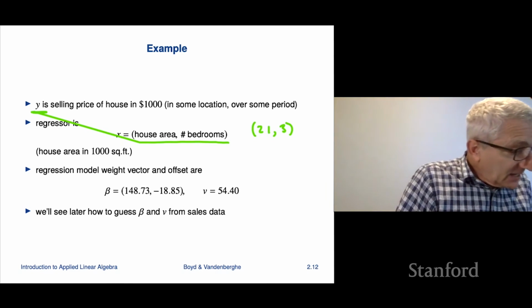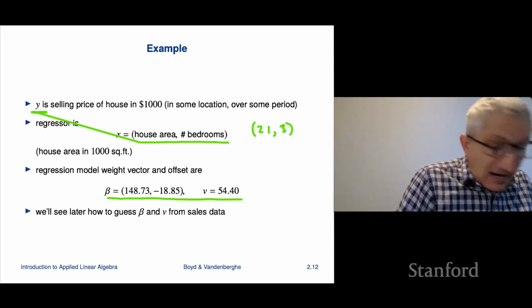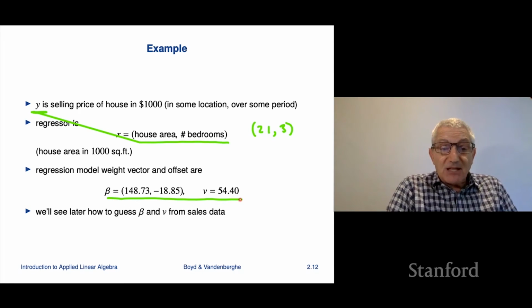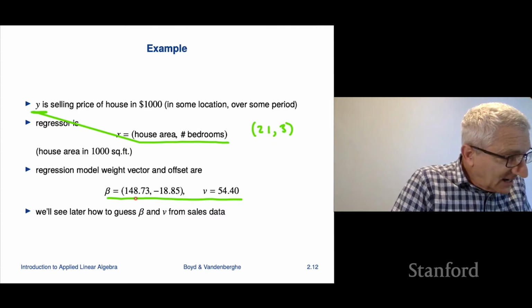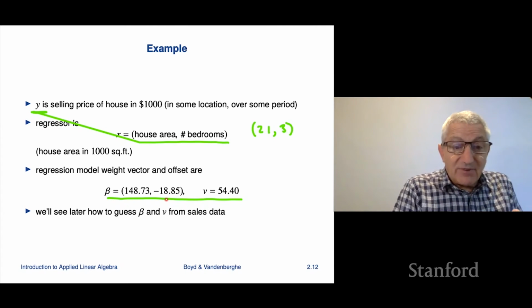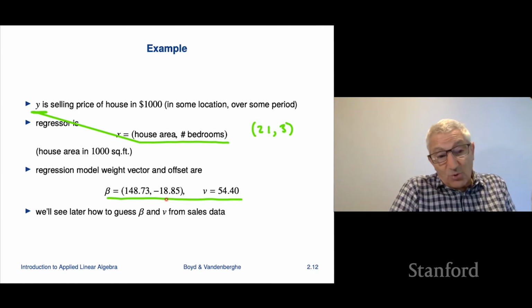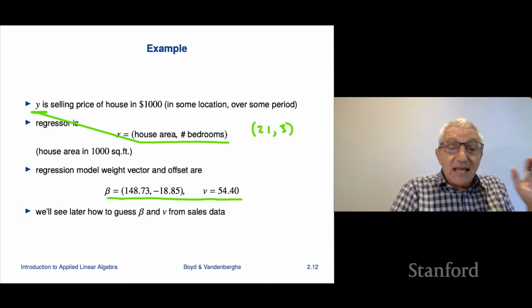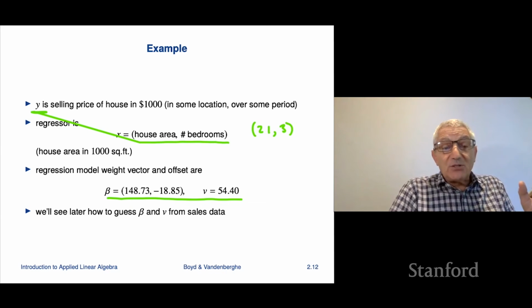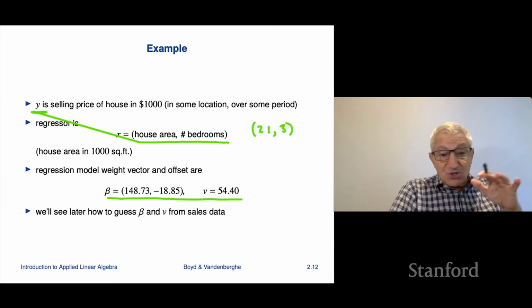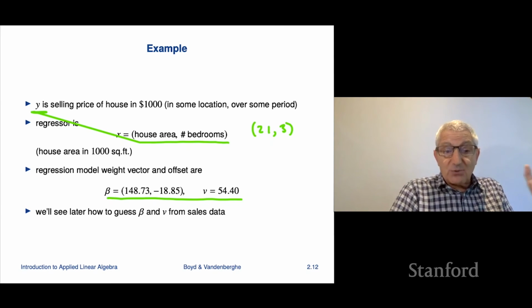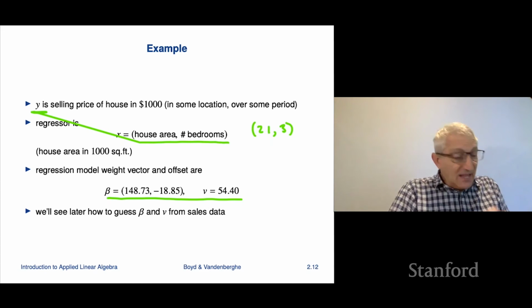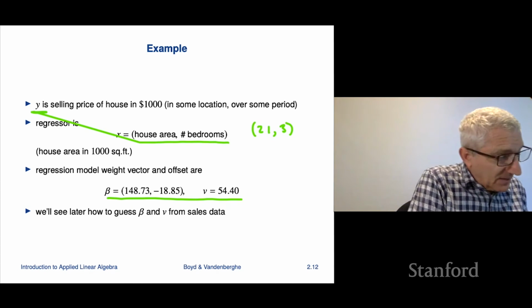Okay, and so here's a regression model. Right now, I cannot tell you where this regression model came from, but that's not the point. Right now, it's just to understand what it says. Super interesting. It says that beta is 148.73 and minus 18.85. And the offset is 54.4. Okay. Now, by the way, later in the course, you will be able to fit regression models to data. But for right now, it's important to understand just what a regression model is. What does it say? And it's actually really cool. Let's talk about it for a second here.